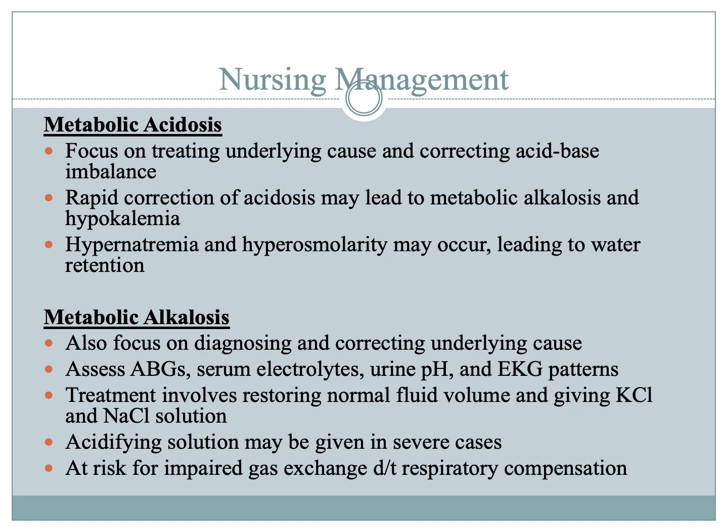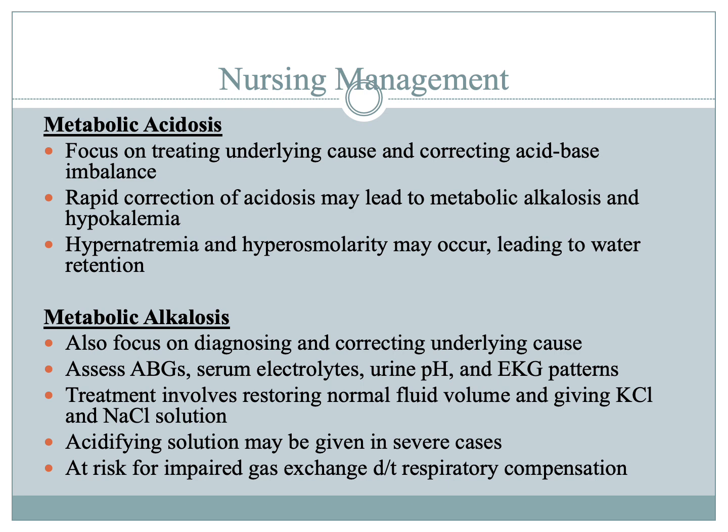We're going to assess ABGs. We're checking serum electrolytes, urine pH, EKG patterns. We'll restore normal fluid balance and give potassium and sodium solution. They might use an acidifying IV solution, but usually not. Usually we'll be able to get them back into balance without something that drastic. That might move them too quickly and get us into more problems. But these folks are at risk for impaired gas exchange due to respiratory compensation.